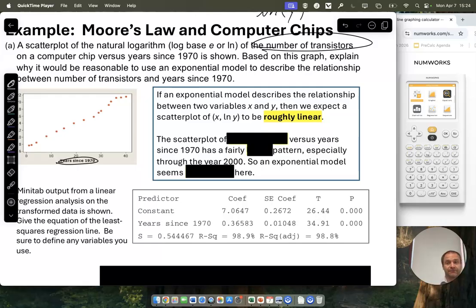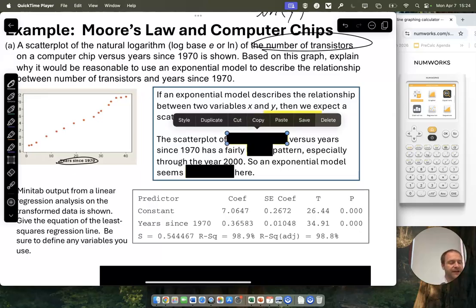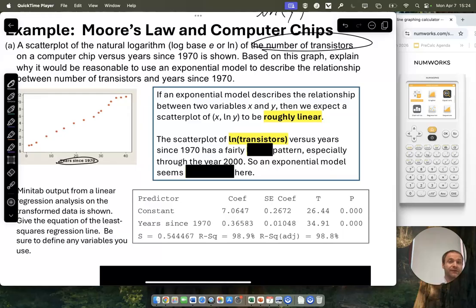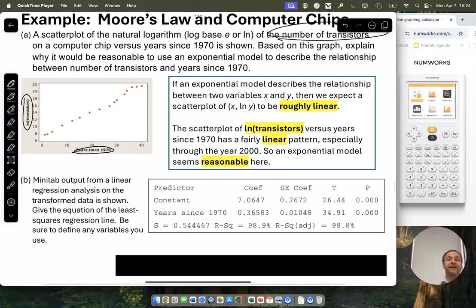So our x is years since 1970. ln y is ln of transistors. And the scatter plot of ln transistors versus years since 1970 has a fairly linear pattern, especially through the year 2000. So an exponential model would be reasonable in this case. Hey, you know what? When we took the natural log of the y and we kept the explanatory the same, that is a roughly linear pattern. So you know what? This model is reasonable to use.